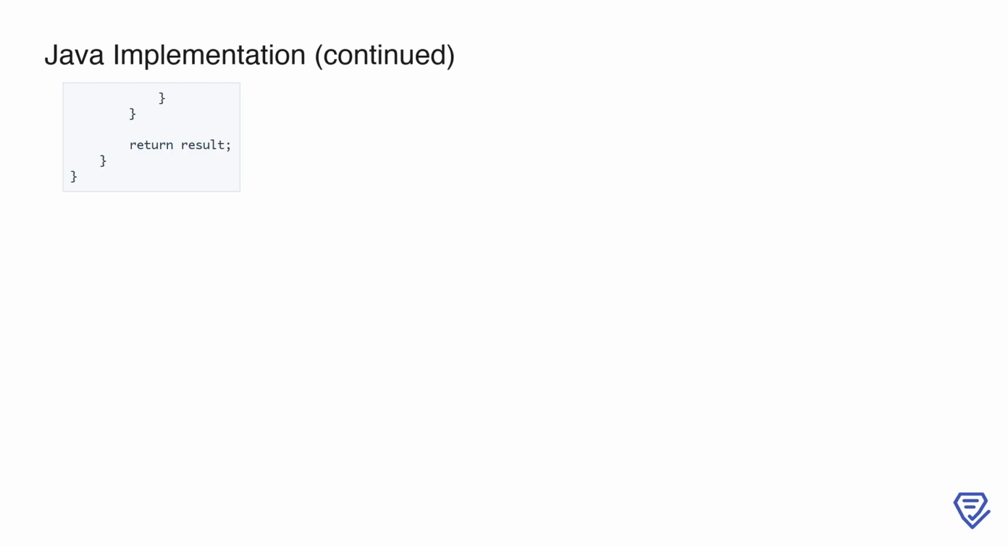Once the loop has finished running, we return the result list, which contains all the valid pairs of x and y that satisfy the equation f(x, y) equals z. This two-pointer approach ensures optimal performance while adhering to the problem constraints, making it both efficient and easy to understand.